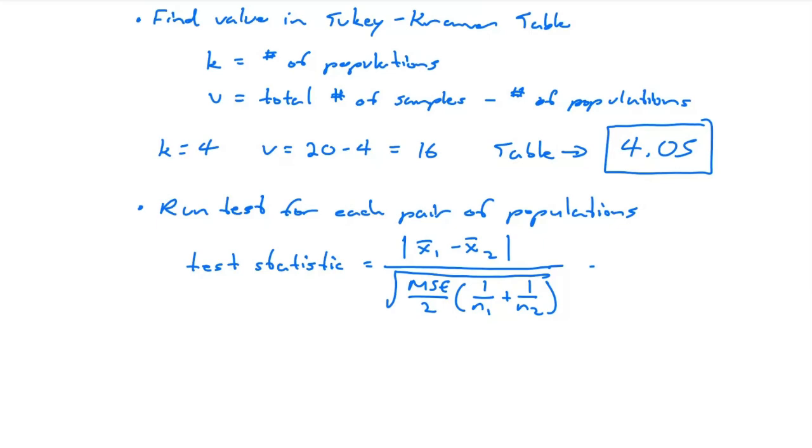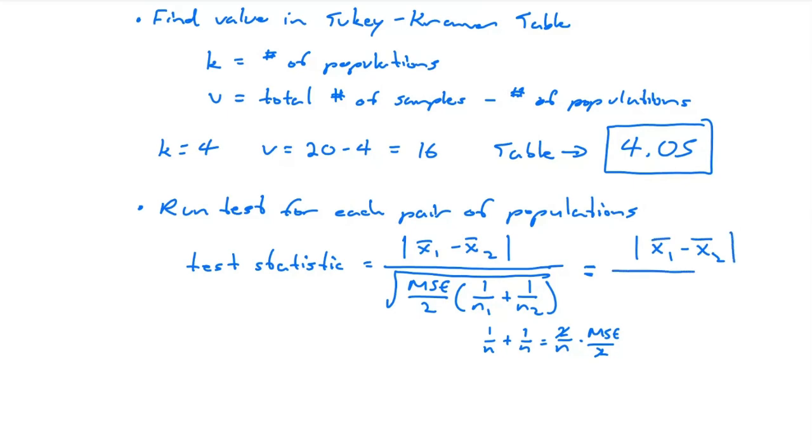All right. For our purposes, because our sample sizes are the same, they're all 5. N1 and N2, those refer to the sample sizes for the pair of populations. Because those are the same, I end up with just 1 over N plus 1 over N, which is 2 over N. Well, MSE over 2 times 2 over n, those 2's just cancel.